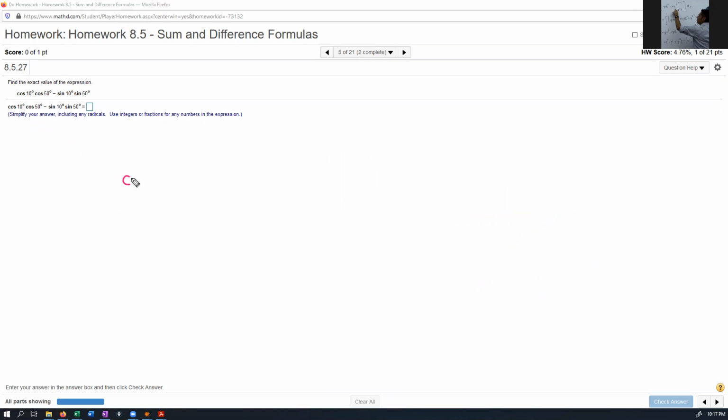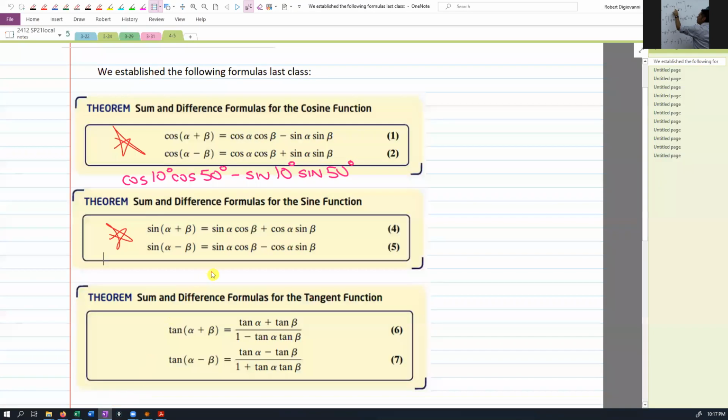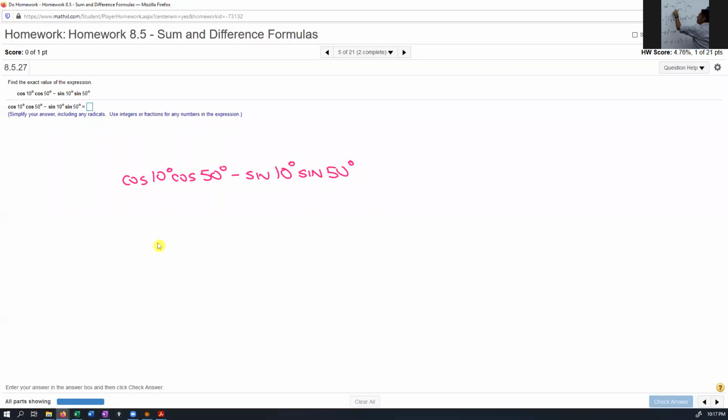All right, here we go. Find the exact value of cosine of 10 degrees cosine of 50 degrees minus sine of 10 degrees sine of 50 degrees. They want us to recognize that this is one of the formulas with cosine, cosine, and then minus sine, sine. We know that's cosine of alpha plus beta. So this is cosine of alpha, 10 degrees, plus beta, 50 degrees, which is cosine of 60 degrees. We've been here before: cosine is the x-coordinate at 60 degrees, and that's going to be 1/2.